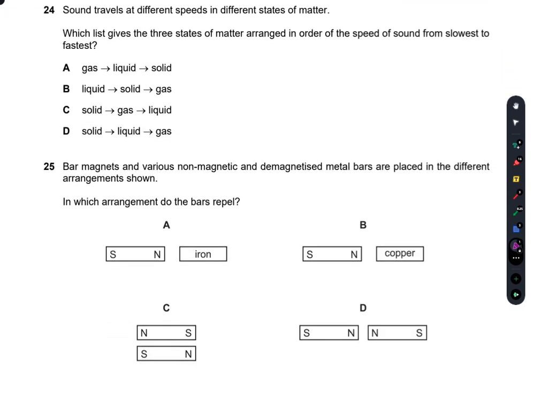Question number 24. Sound travels at different speeds in different states of matter. Which list gives the three states of matter arranged in order of the speed of sound from slowest to fastest? The speed of sound is slowest in gas. It is middlemost in liquid and fastest in solid, because in solids the energy is transferred fastest. So A is the right option.